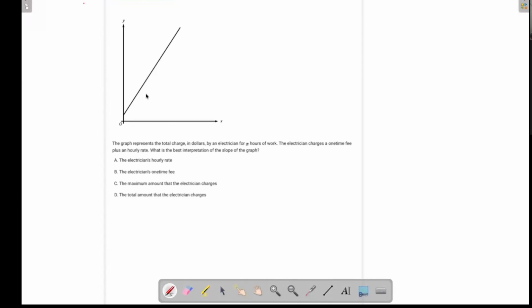And the level on the previous one was the easiest one. So let's look at this problem.